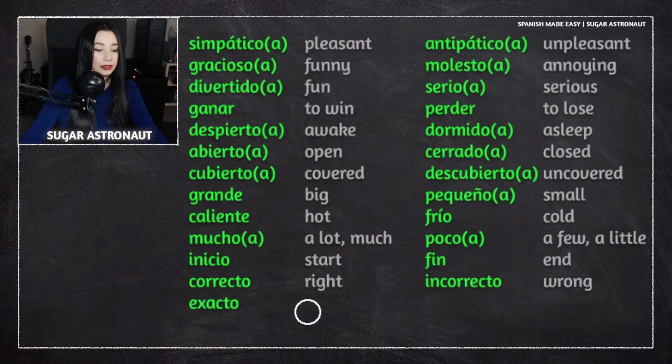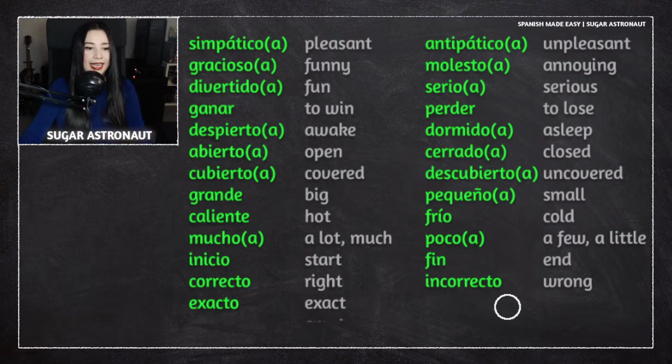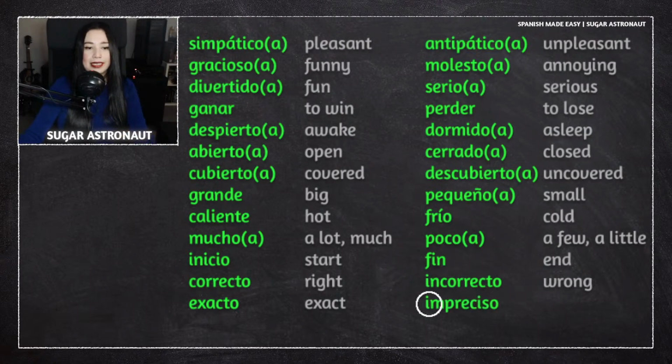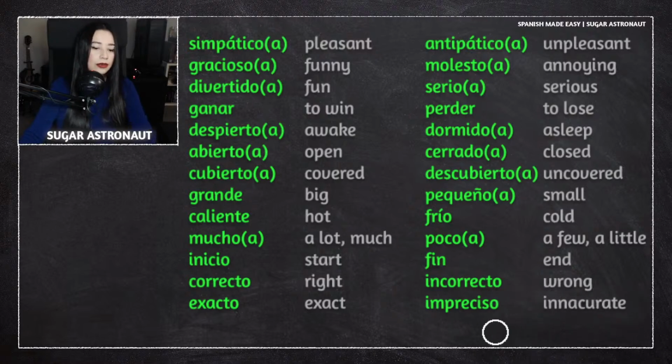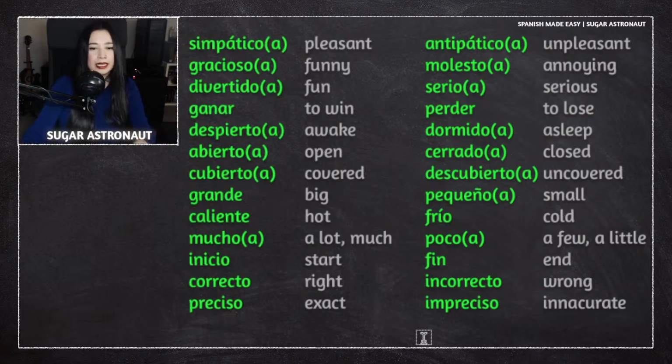If you want more examples using specific terms, please let me know, and we can do that for sure. Exacto means exact or precise, something precise. And impreciso, inaccurate. You can also use preciso, it's the same thing. Precise, impreciso, inaccurate.